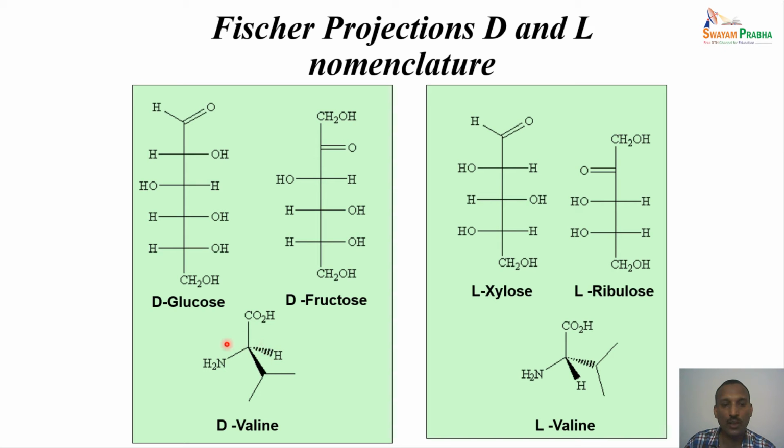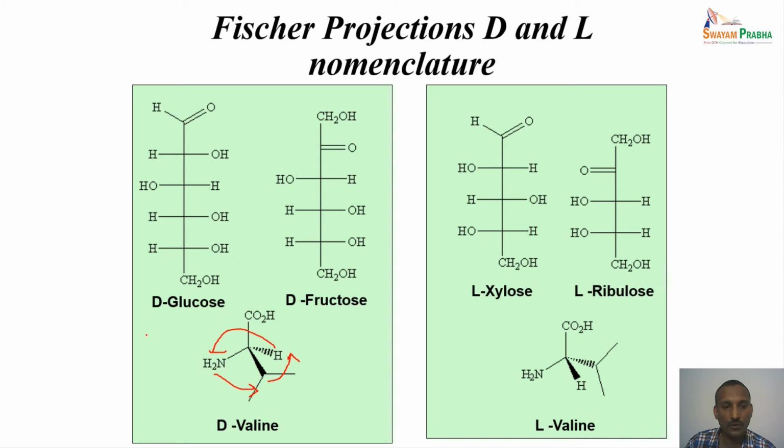So in this particular case, we have to rotate all the 3 groups. So this has to go here, and this hydrogen has to come here, and this NH2 has to come here. So that way we can rotate all the 3 groups in a clockwise direction. So that leads to, now the NH2 group is on the right hand side.